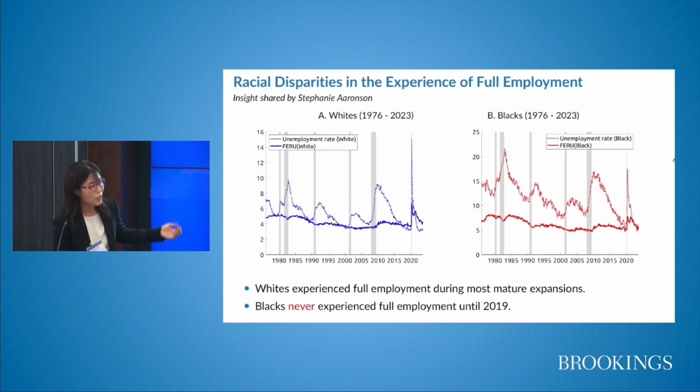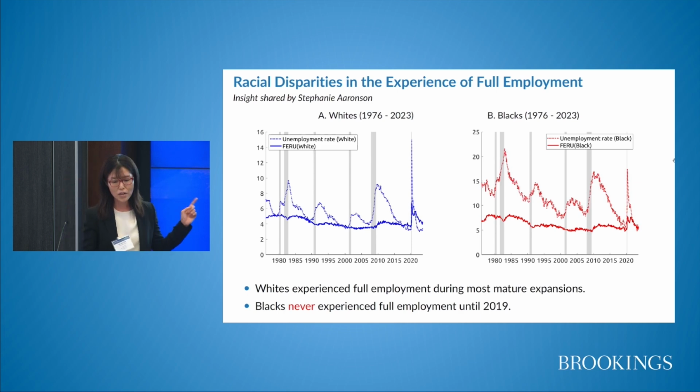So I calculated the FIRU for whites and blacks. Panel A shows white Americans, unemployment rate, the dotted line, and FIRU, the thick line. White Americans experience full employment during most of the mature expansion. But black Americans, they never experienced full employment until 2019. So if we care about welfare, and that's the reason why we care about U-star, then we should think about these disparities and welfare. Of course, let me confess a caveat to this analysis.